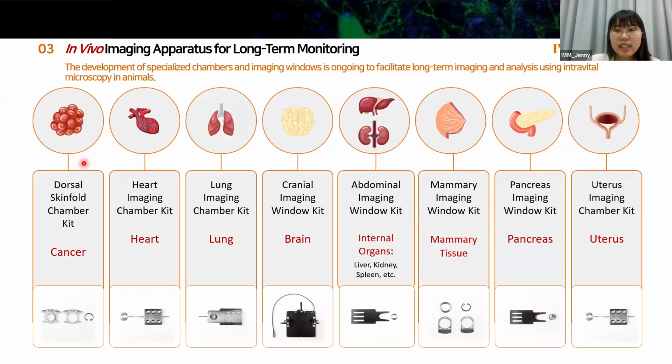The current slide here shows examples of some of the most widely used window and chamber designs of IVIM technology. If your research focuses on a specific organ or requires specialized conditions, we are more than happy to assist with the custom development and optimization of imaging windows and chambers tailored to your experimental needs. If you are interested or have any inquiries regarding this, please feel free to reach out to us to discuss further on how we can support your research goals.